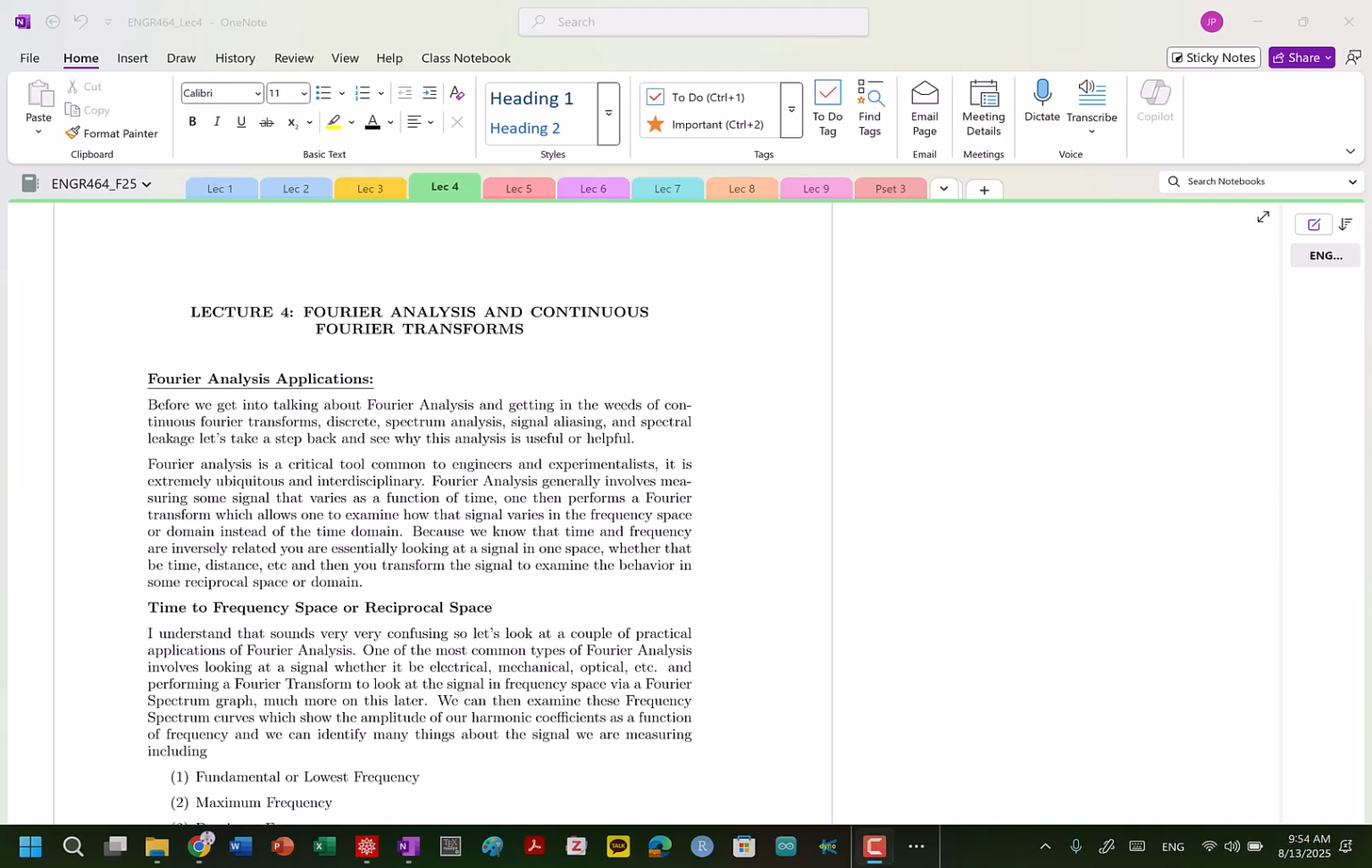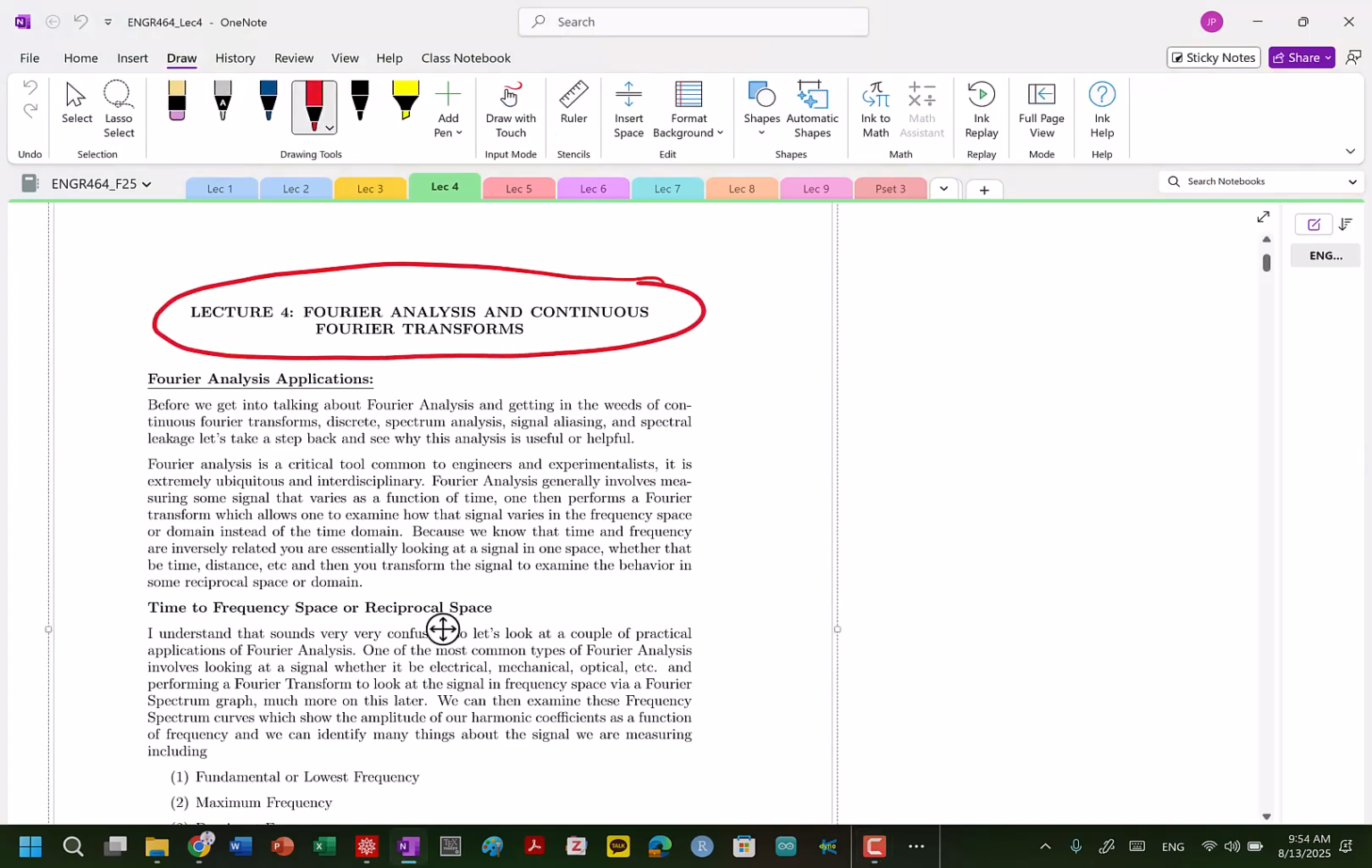Hi everyone, we are back and we are going to do our lecture on Fourier analysis and continuous Fourier transforms. So Fourier analysis is a really critical tool. It's an analytical tool that I think is very applicable to many different fields. It's extremely important, I think, for engineers to utilize and leverage in order to analyze systems.